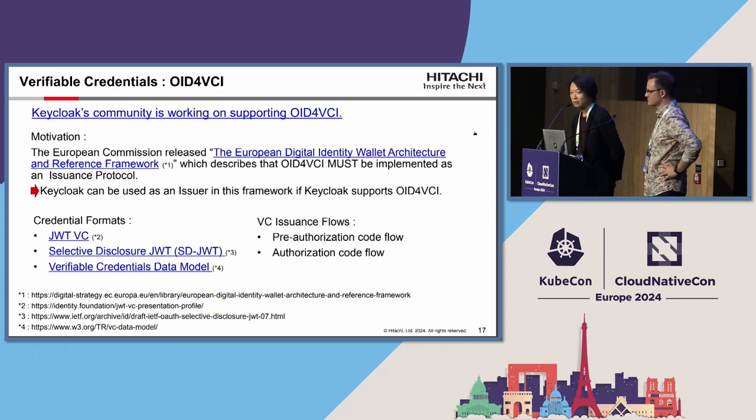The motivation for this work is that the European Commission published the documentation, European Digital Identity Wallet Architecture and Reference Framework. This framework describes that OID4VCI must be implemented by issuers in this framework. So if Keycloak can support OID4VCI, then we can use Keycloak as an issuer in this framework in the EU.